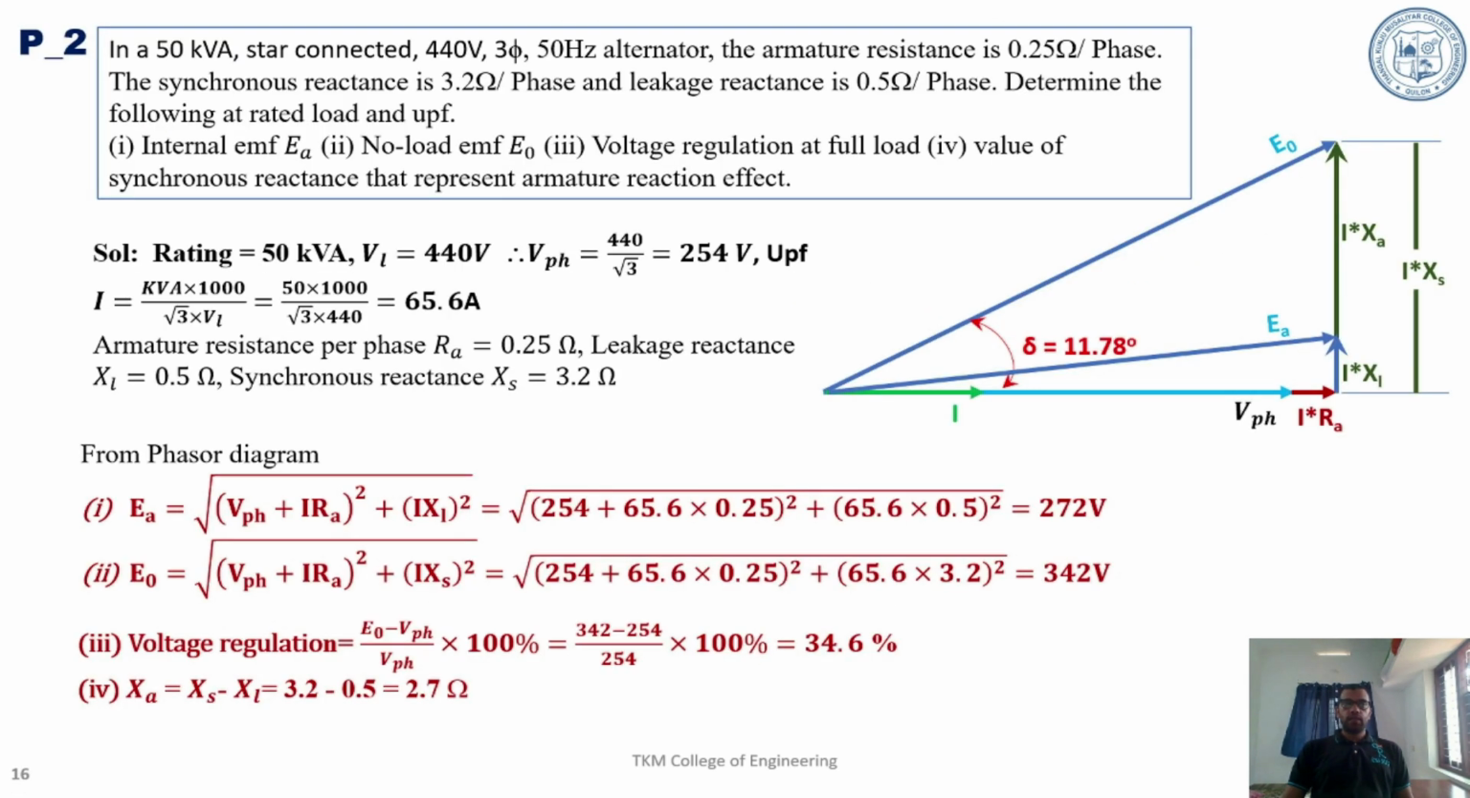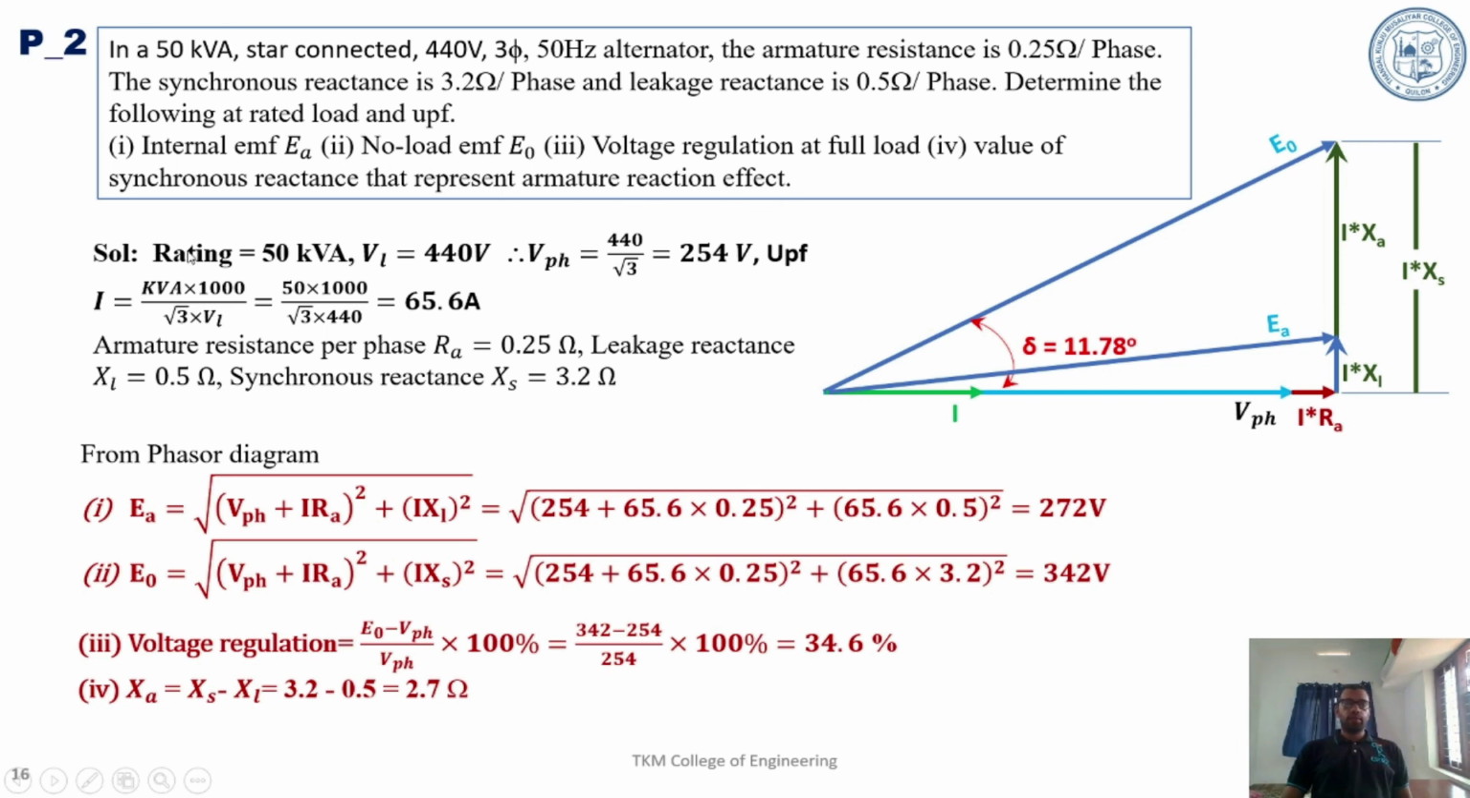Second problem: in a 50 kVA star connected 440 volt 3-phase 50 Hz alternator, the armature resistance is 0.25 ohm per phase, the synchronous reactance is 3.2 ohm per phase, and leakage reactance is 0.5 ohm per phase. Determine the following at rated load and unity power factor. First, internal EMF EA; second, no load induced EMF E0; third, the voltage regulation at full load; and 4, the value of synchronous reactance that represents armature reaction effect.